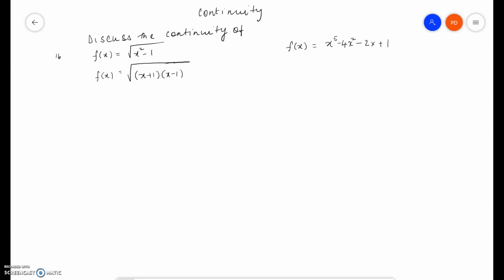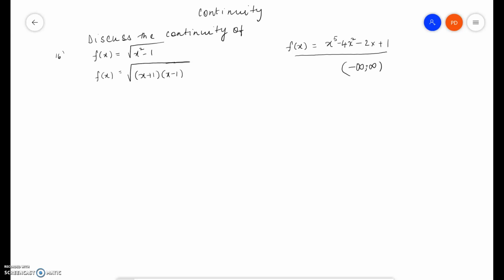Now let's discuss the continuity of the two given functions. Let's look at this one first. This is a polynomial function. A polynomial function has no breaks, no asymptotes, no holes, nothing. It's continuous everywhere. It's continuous at every real number. So the function f is continuous on the entire real number line, so negative infinity to positive infinity.